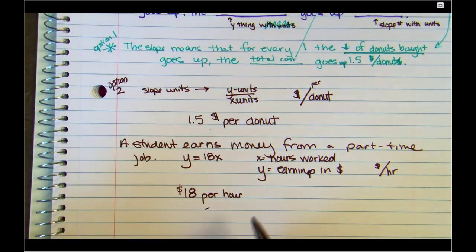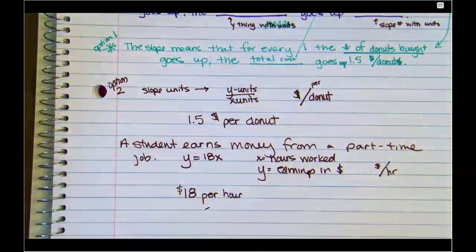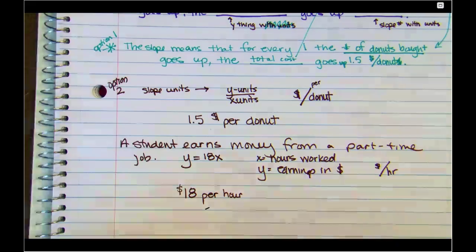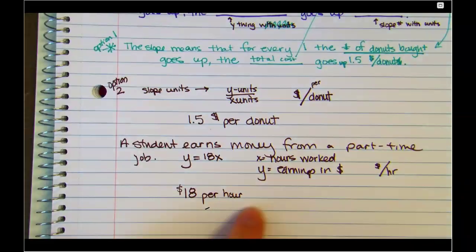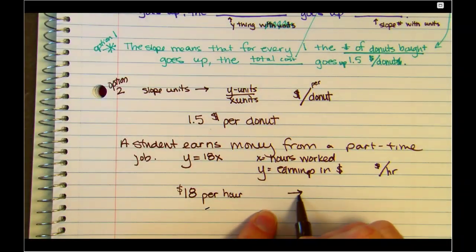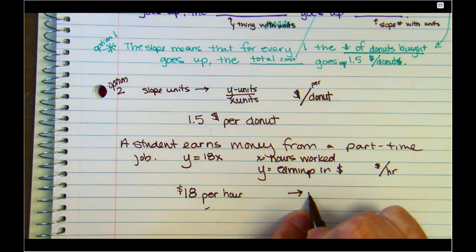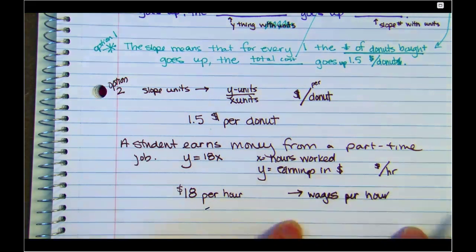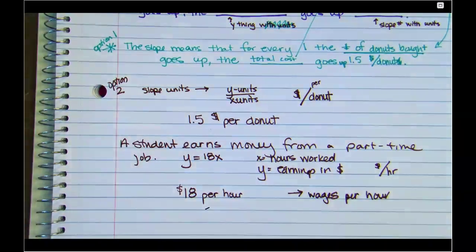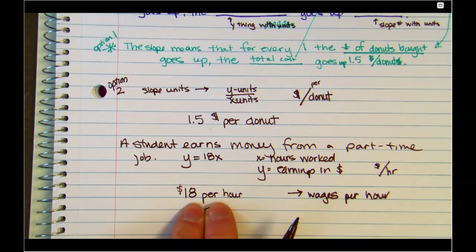What does that tell you about the student earning money? You're making $18 per hour, right? So this is a correct answer. If you can, on a quiz or a test, say, oh, I know what that means, that's their wages per hour. That's what they get paid. If you want to say this is what they get paid per hour, that's going to get you an extra credit point. Because this is the very basic what I want you to do.